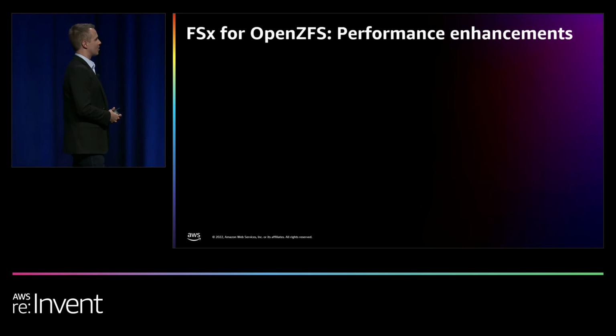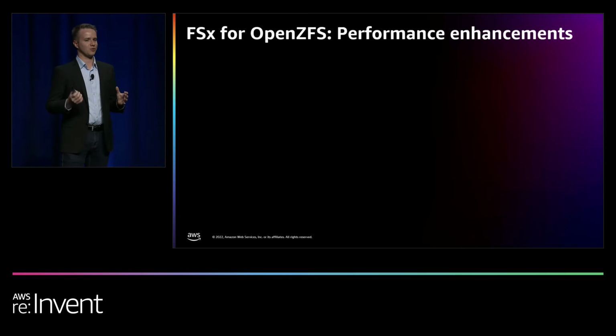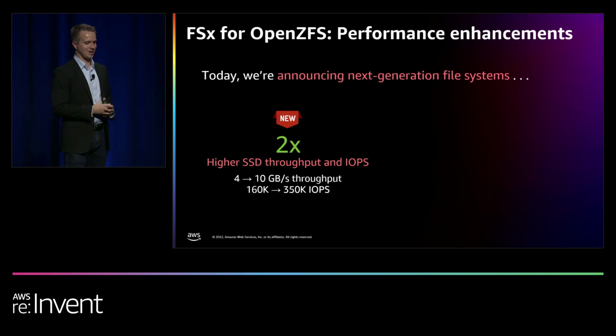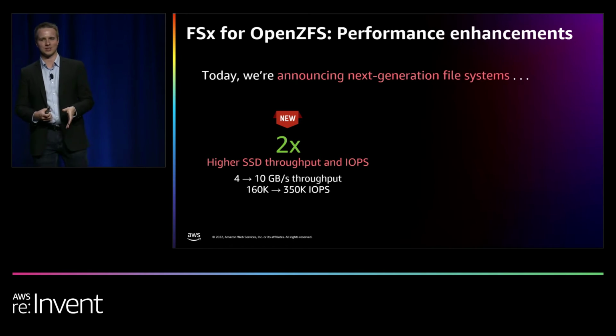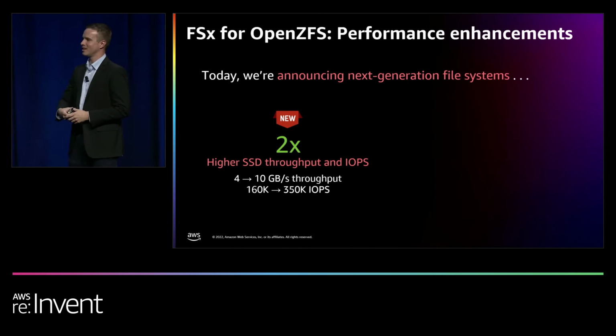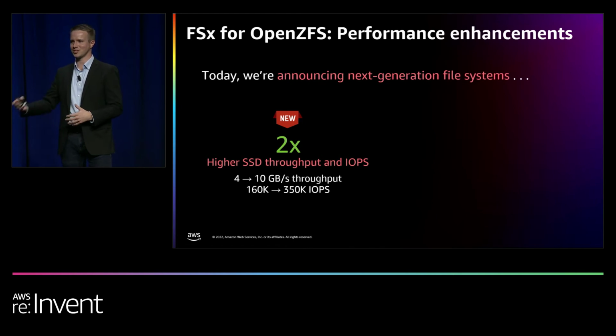Similarly, we're also announcing a number of performance enhancements for our FSx for OpenZFS service. Just like with ONTAP, with OpenZFS we're announcing a next-generation file system option that delivers up to 2x higher SSD throughput and IOPS from a previous generation. We're increasing the maximum throughput per file system from 4 to 10 gigabytes per second, and the maximum SSD IOPS from 160,000 to 350,000.